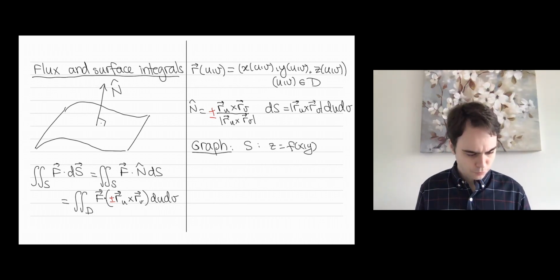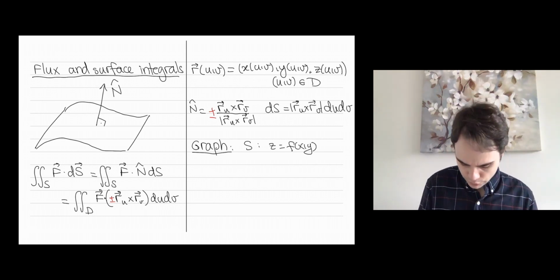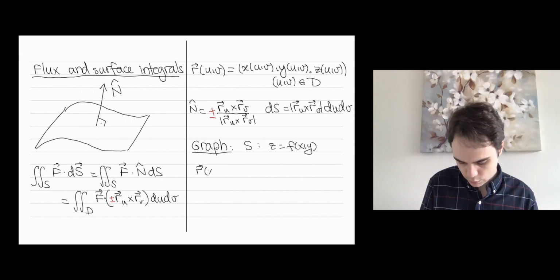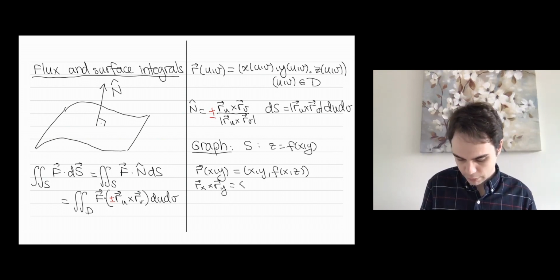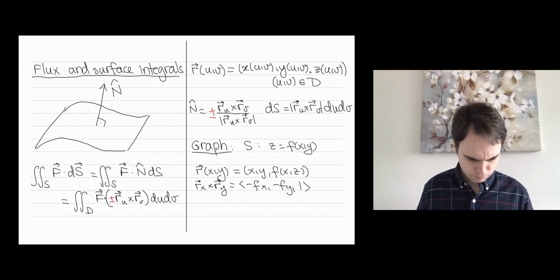the cross product of the two partials. So here the parametrization is we parameterize points on this graph using x and y, and then z is just f of x, y. The cross product of the two partials of the parametrization is minus f sub x, minus f sub y, 1.